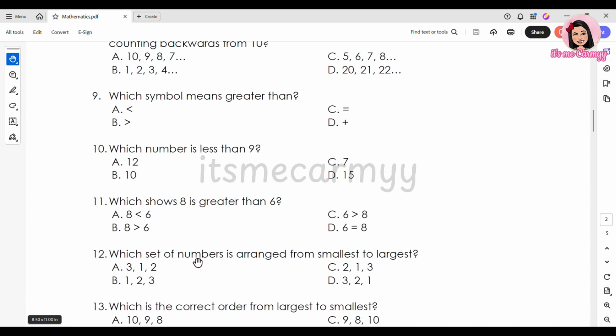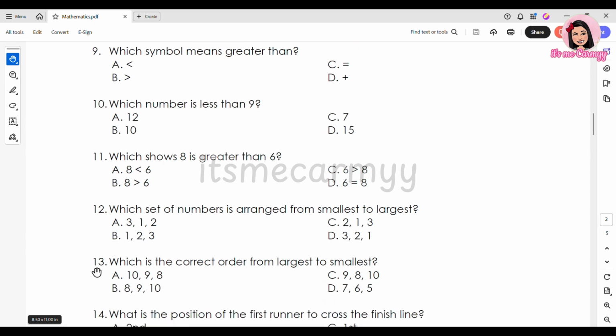12. Which set of numbers is arranged from smallest to largest? A. 3, 1, 2. B. 1, 2, 3. C. 2, 1, 3. D. 3, 2, 1. 5, 4, 3, 2, 1. The correct answer is letter B. 1, 2, 3.